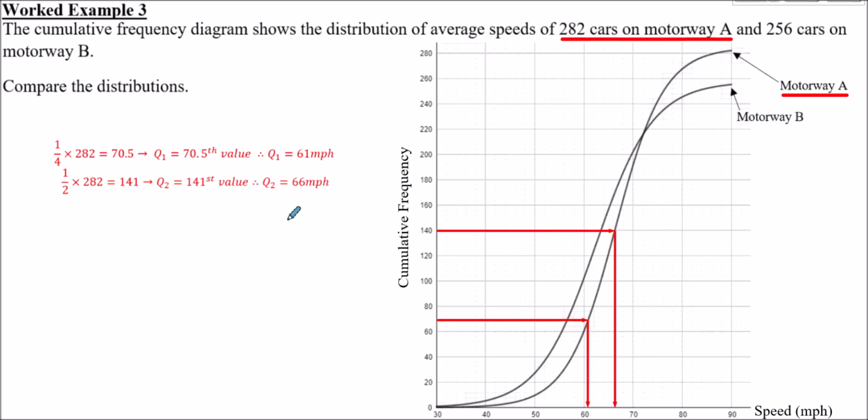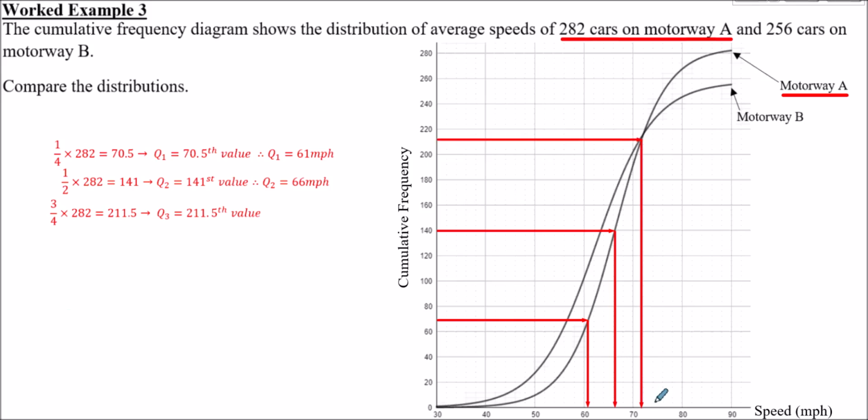Finally, to work out the upper quartile, we do 3/4 of 282. 3/4 of 282 is 211.5, which tells us therefore that the upper quartile is the 211.5th value. So we find this here, read off and along to get the estimate of the speed at the upper quartile. So doing it here, I get about 72 miles per hour.